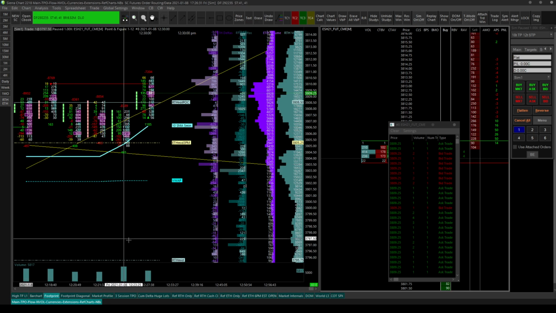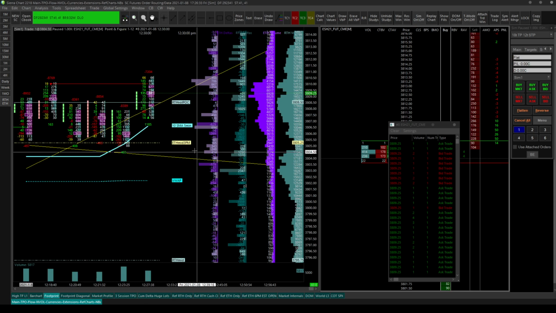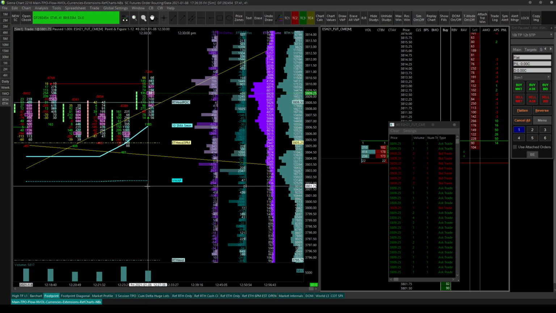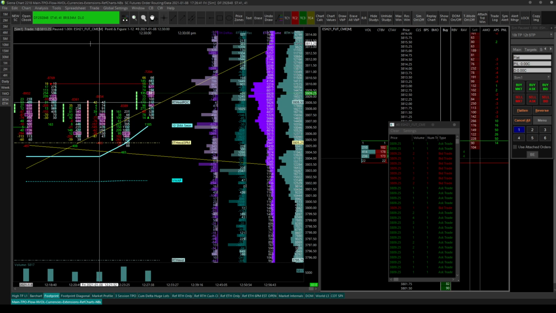And then I've got some things overlaid onto my chart here, which I'm not going over today. But essentially, that's what my chart is measuring.